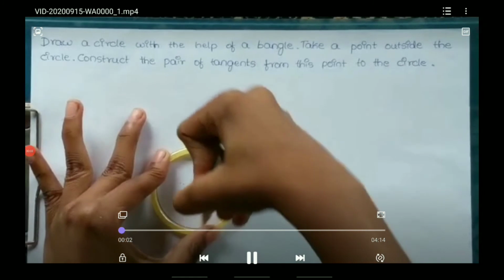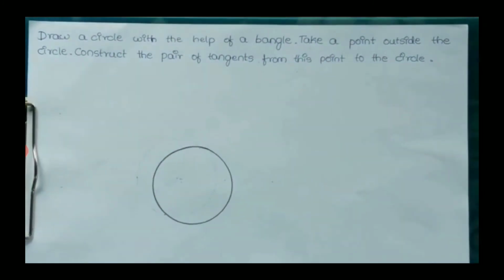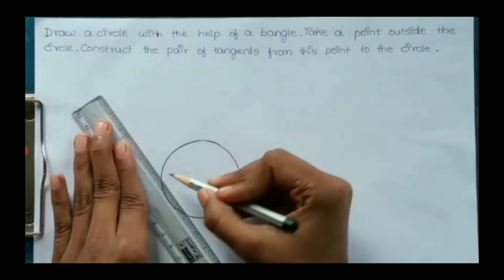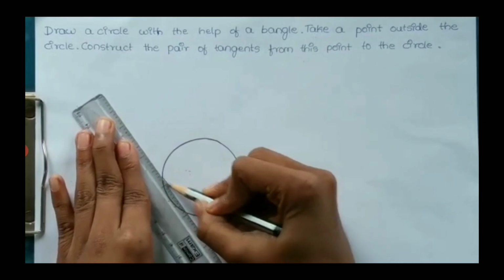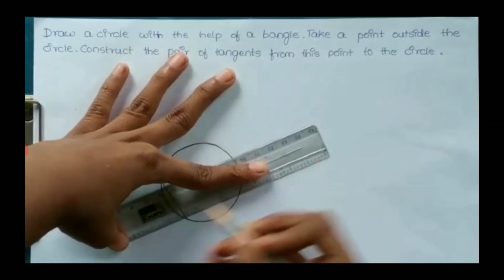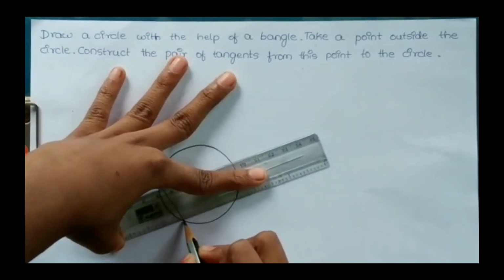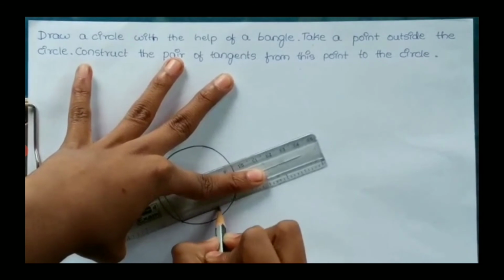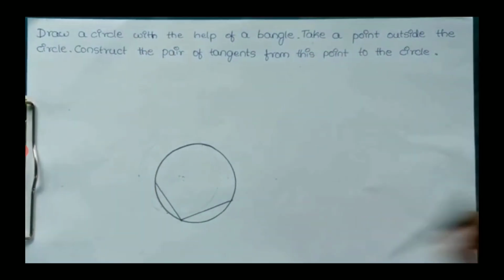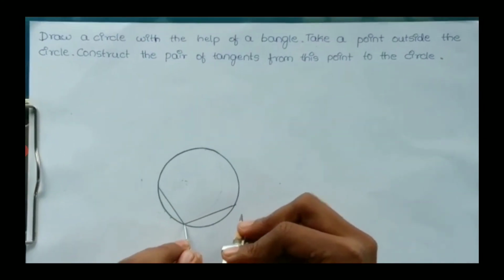Now draw a circle with the help of a bangle and take a point outside the circle. Construct the pair of tangents, and here you need a center. To get the center, you draw the two chords here, and to get the center, draw the perpendicular bisector to each chord. You know the method of drawing the perpendicular bisector.